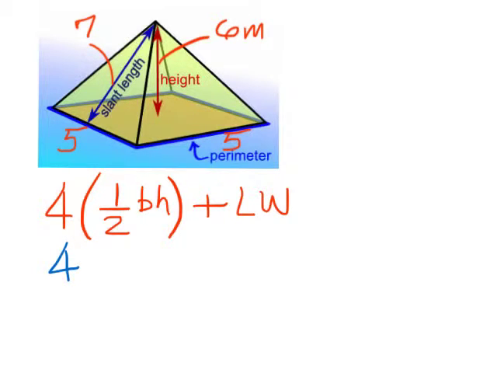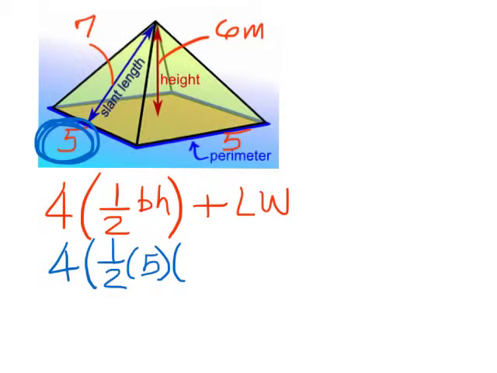The 4 is part of the formula, does not come from the figure. The 1/2 is part of the formula, but the base is this. It's one of these on the bottom. So that's a 5. And the height is the slant height up to the point of the pyramid. And in this case, it's 7. And then you go to your bottom. Length times width is simply 5 times 5. It's just 2 sides on the bottom.